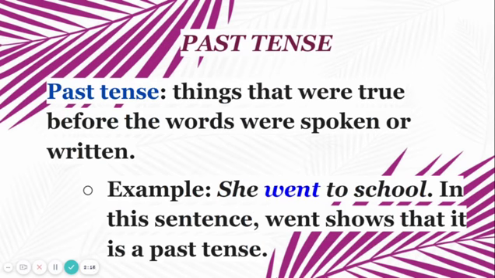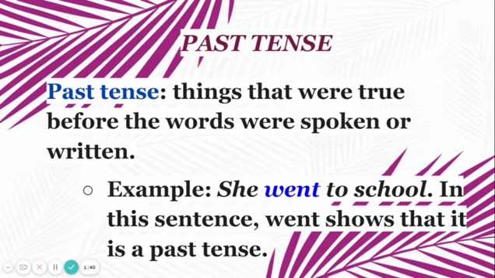Okay, next we can see past tense. What do you know by past tense? Past tense is nothing but things that were true before the words were spoken or written. Okay, past means that which happened previously, before the present. The signal words are last, ago, yesterday, day before yesterday, in 1990, all denote past tense. For example, she went to school.